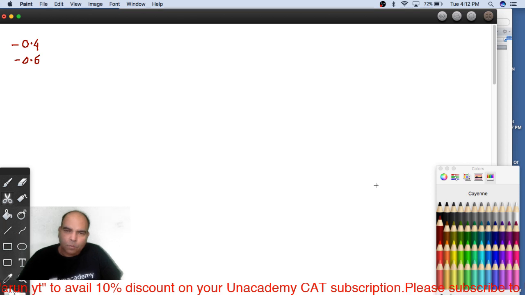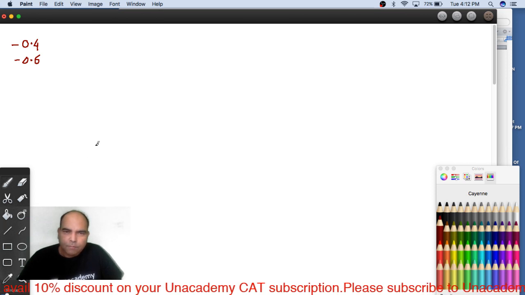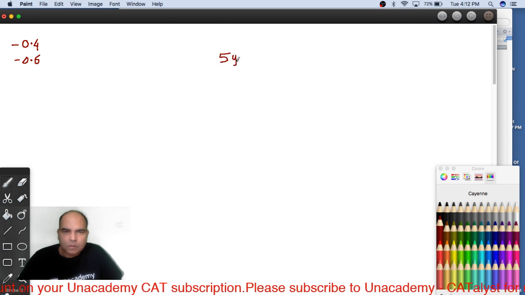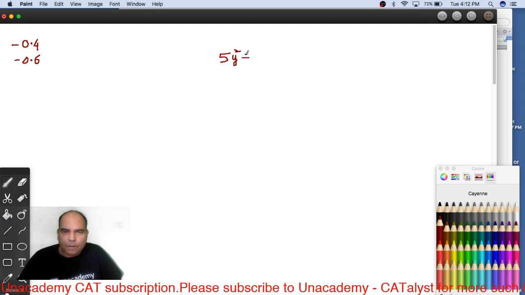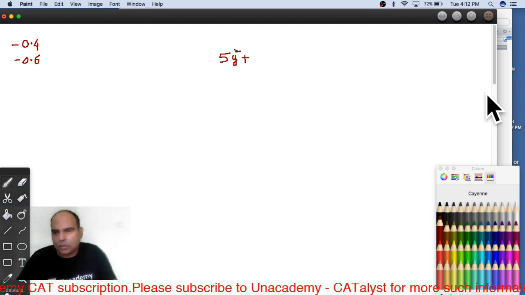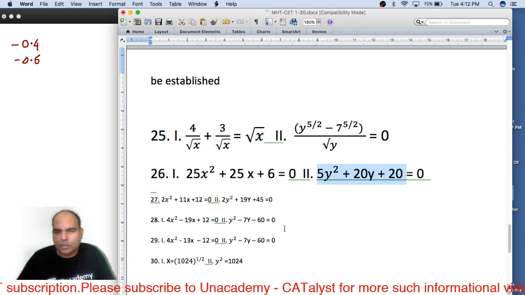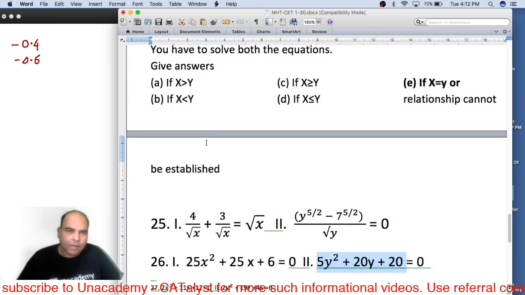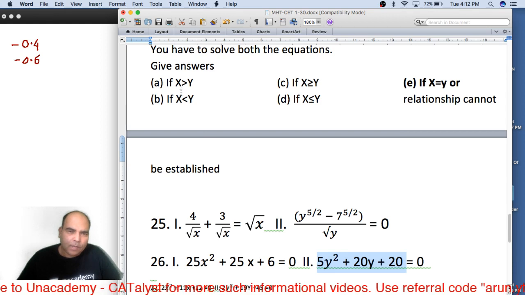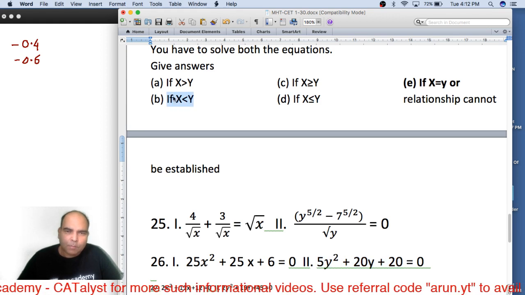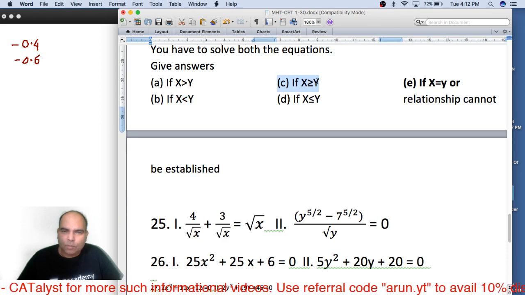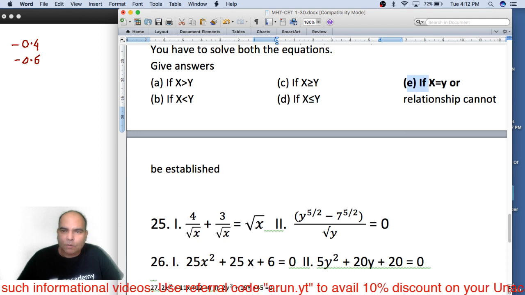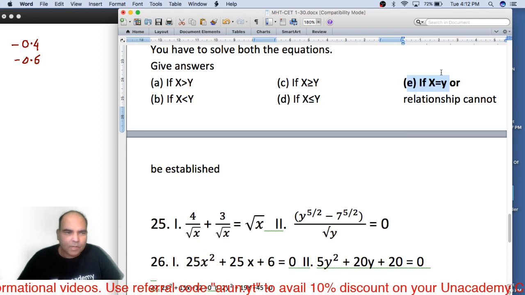So you'll have to go to the y equation. The y equation is 5y square plus 20y. These are comparison questions between x and y. As I've already showed you, this is how you mark the answer. If x is greater than y, you mark A. If x is less than y, you mark B. If x is greater than equal to y, then you mark C. If x is less than equal to y, you mark D. And if x is equal to y, then you mark E in these situations.